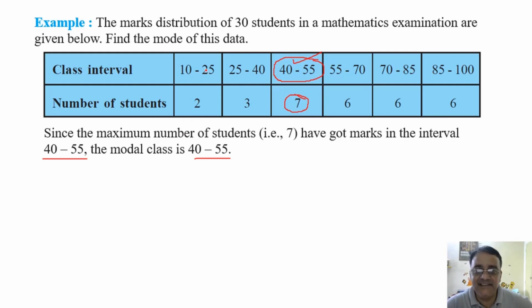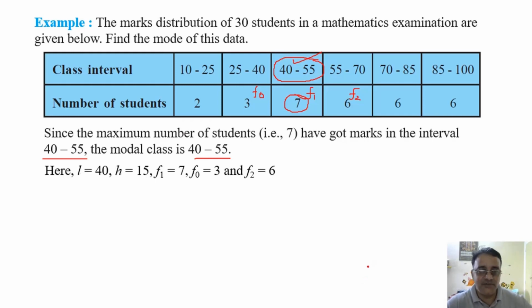And what is the class size? 15. Right. f1 is the frequency of the modal class, f0 is the frequency of the class preceding the modal class, and f2 is the frequency of the class succeeding the modal class. So whether you are able to identify all these values? Yes, sir. So L is equal to 40, h is equal to 15, f1 is 7, f0 is 3 and f2 is 6.